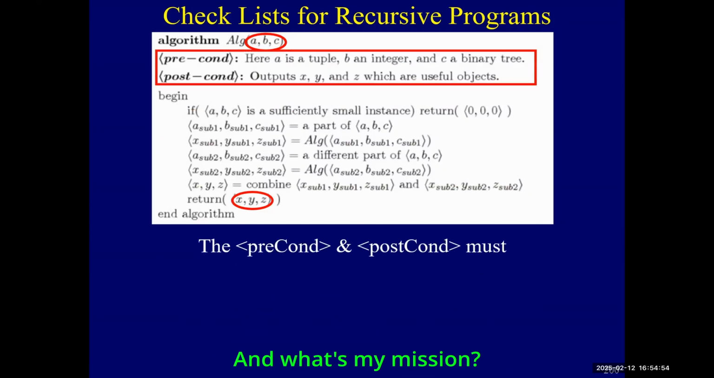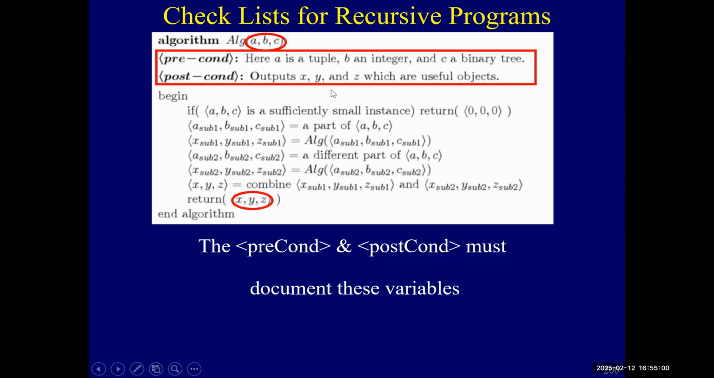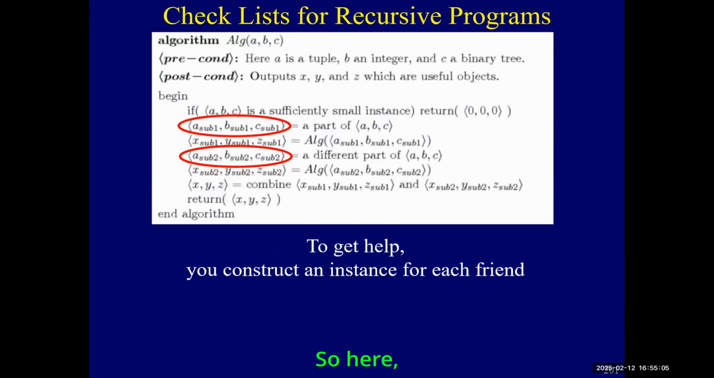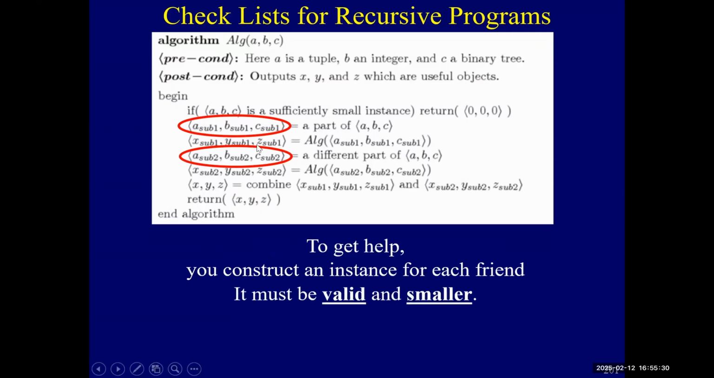And what's my mission, right? Given A, B, and C, I need to produce X, Y, and Z, right? So here, what am I going to do? I'm going to take my A, B, and C and form a different A, B, and C for my friends, right? And A has to be a tuple, and B has to be an integer, and C has to be a binary tree, right? So I do that, and then they need to be valid and smaller.